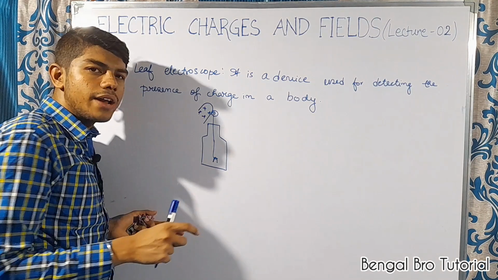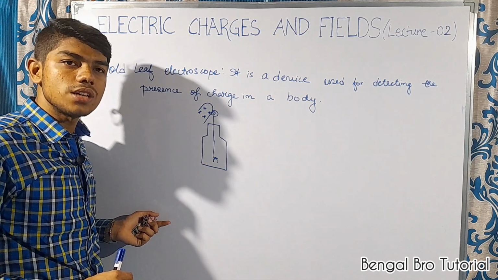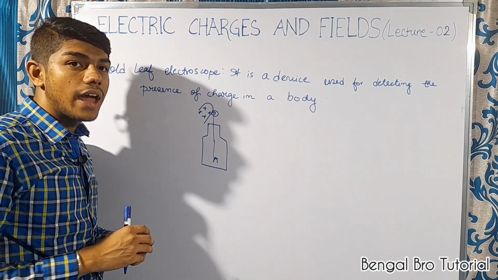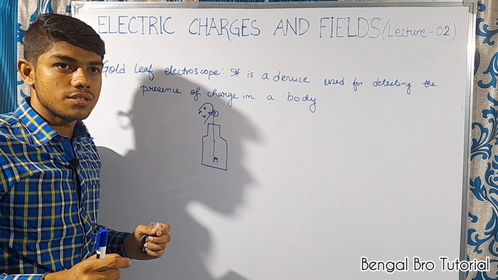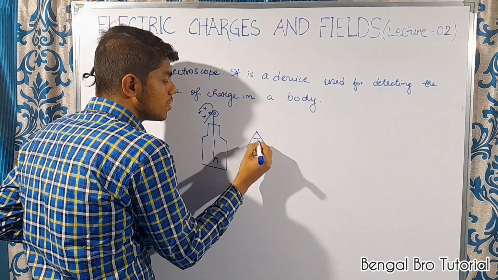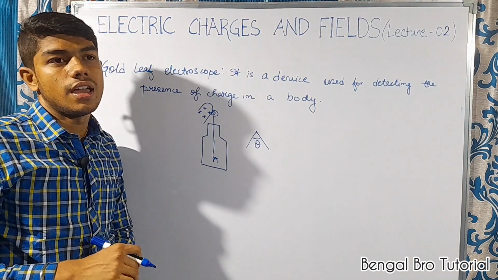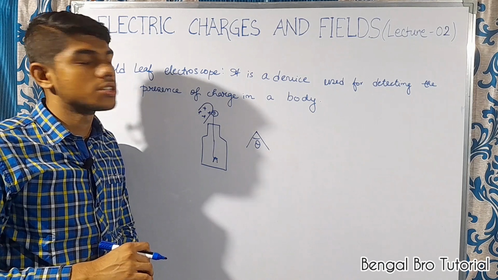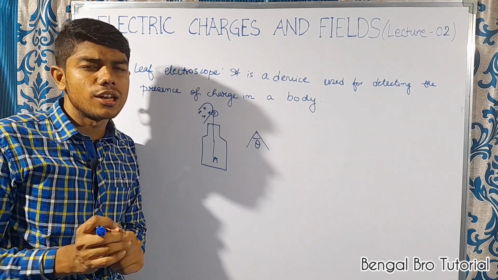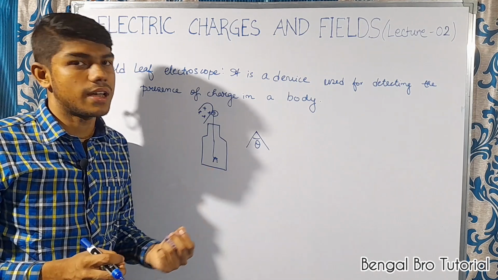Since the same kind of charge has been acquired by the two leaves, they will repel each other and diverge. The degree of divergence, or the deflecting angle between the two strips, will give us an idea about the magnitude of charge in the body. You cannot find the exact magnitude, but you can understand whether it has a greater or a lesser magnitude.